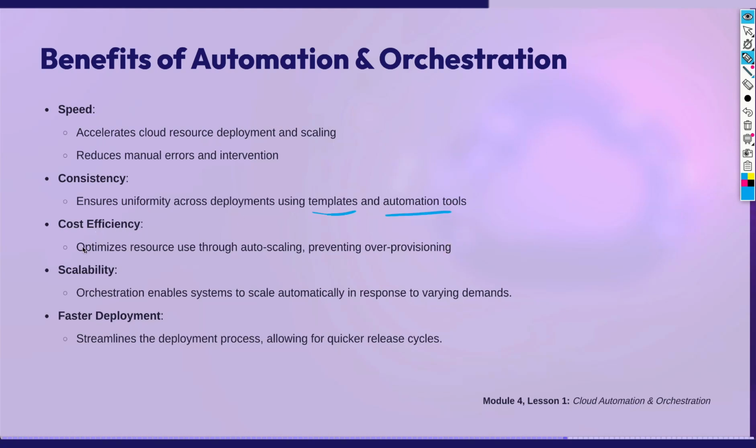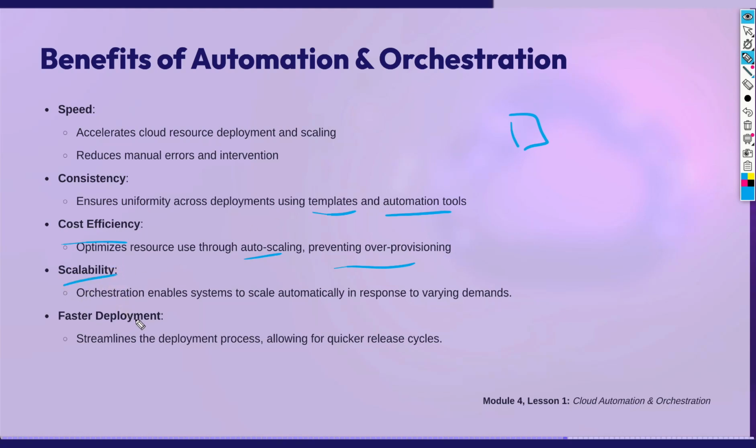Finally, we have cost efficiency. So you can optimize resources through auto-scaling and preventing over-provisioning. So using too much when you don't need that much, right? So if you have an application that is running at 20%, you're not going to create another VM to balance that out because it's already at 20%. It still has some give. It can still take on more usage. There's no need to create any more VMs.